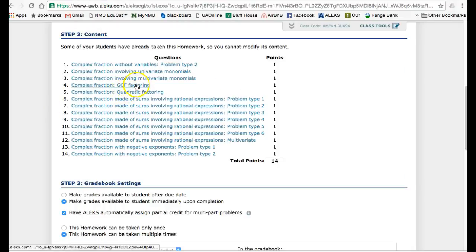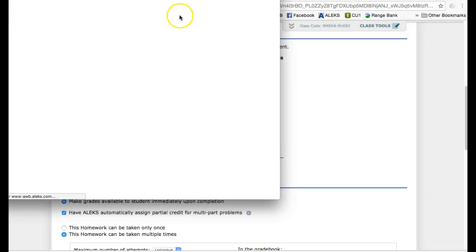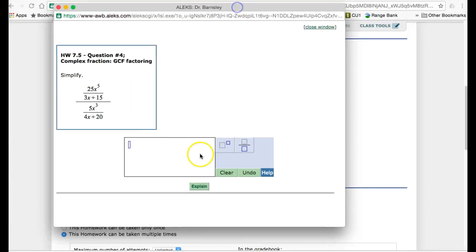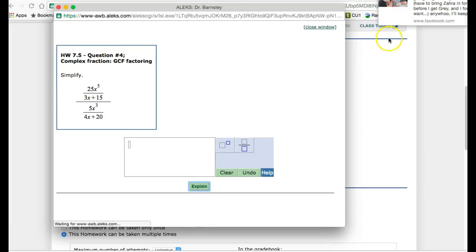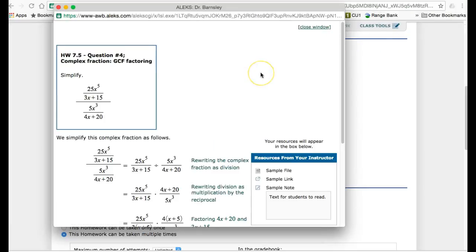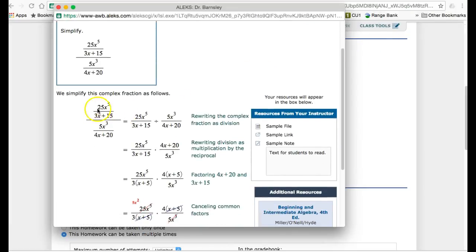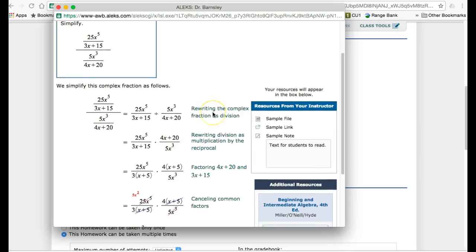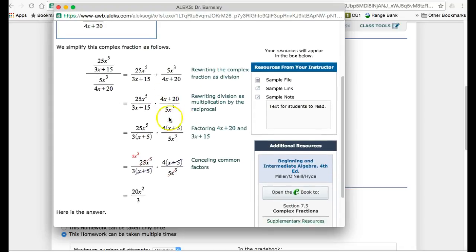Let's look at this one. Okay, so what I'm going to do is hit the explain button, and oops, this is how you would do it. Okay, the first step is to take this division problem, write it horizontally, then take the reciprocal of the divisor. That's done on this step right here, and then they factored, so you factored a GCF of 4 out of here, a GCF of 3 out of here.